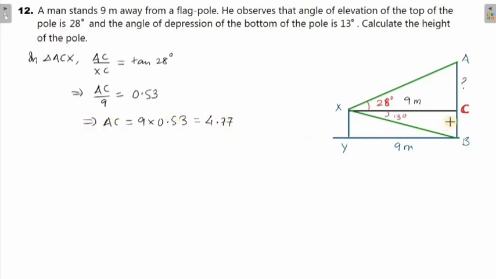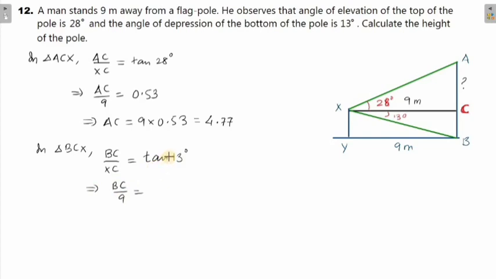Now in triangle BCX, again this acts like your perpendicular because this is opposite to the given angle. So we have perpendicular, that is BC, by base. Base is XC. So BC by XC gives you perpendicular by base, gives you tan theta, and in this case theta is 13 degree. So we have BC by XC. XC is 9.